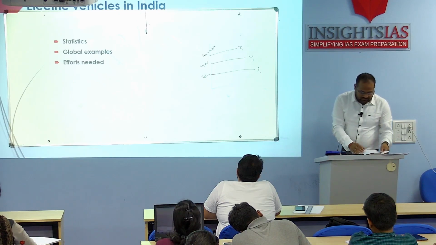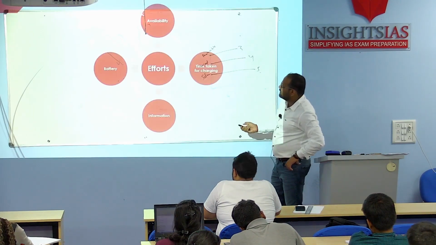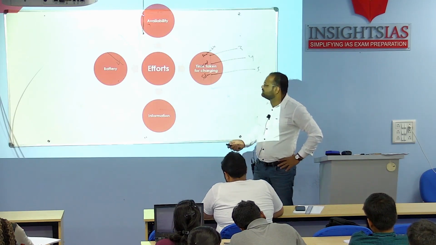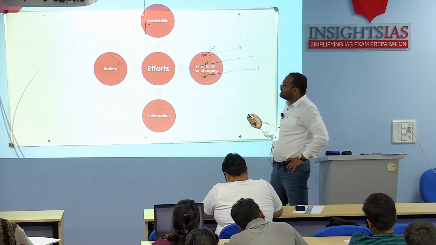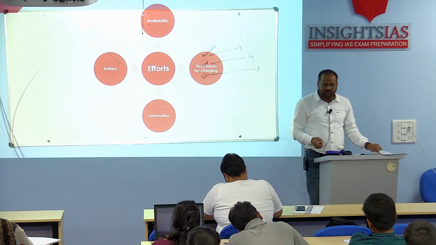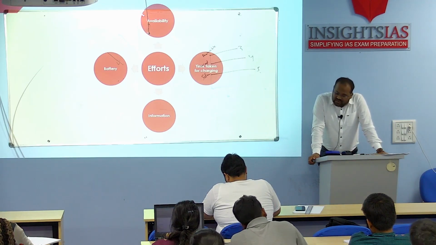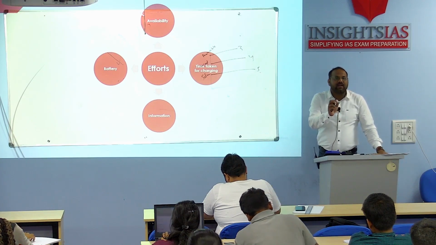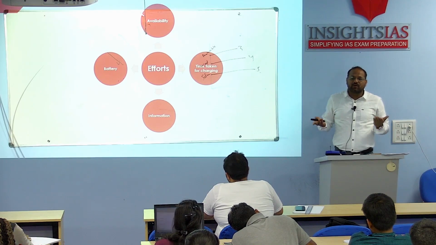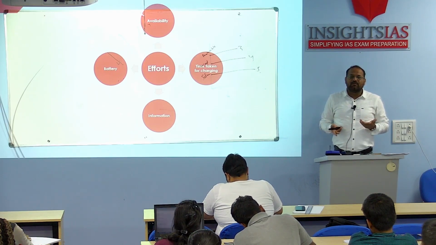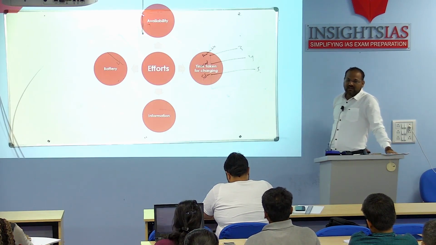What efforts are needed? Efforts are needed like this: availability, time taken for charging, battery and information. First, when we talk about availability, what will we write? Availability of chargers. Availability of chargers is required in order to promote electric vehicles. If we buy one today and we don't have chargers, what will we do? We will keep it as a showpiece, as a model that we have an electric vehicle.